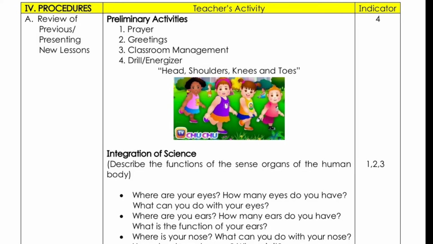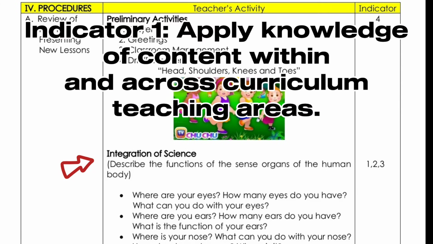Since we are teaching elementary or grade 3 pupils to be exact, we need to have an energizer for them to set their moods. So in this part, I already integrated one subject, which is science, with a competency describing the function of the sense organs of the human body. And I have already met 3 indicators for this part. The indicator number 1, which is applying knowledge of content within a cross-curriculum teaching area. So that is integration of other subjects.